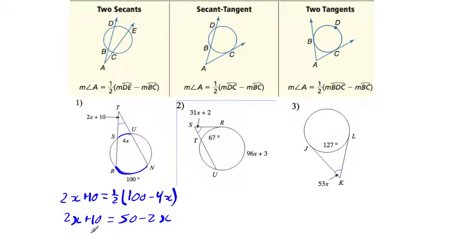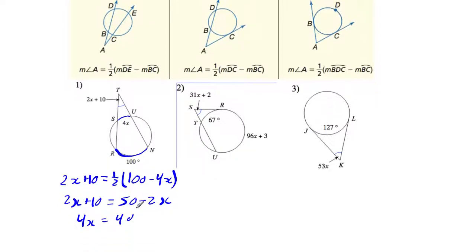All right, so then I'm going to add 2x to both sides. So I get 4x is equal to 40. So that means that x is equal to 10.